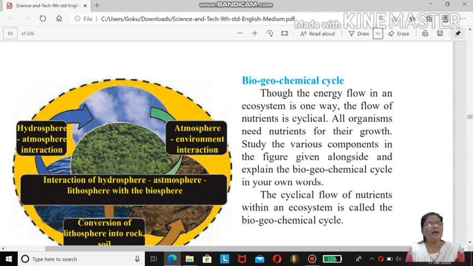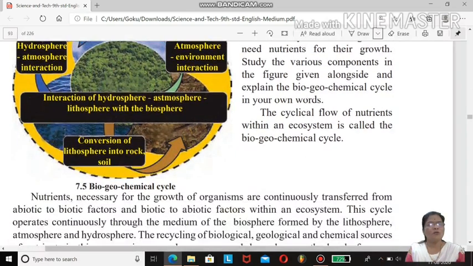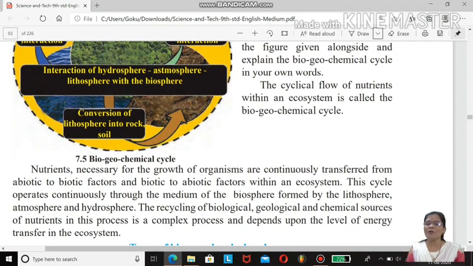Look at the diagram. In that diagram, the hydrosphere is given, atmosphere is given, then lithosphere is given. Students, nutrients are necessary for the growth of the organisms and the flow is transferred from abiotic to biotic factors and biotic to abiotic factors within an ecosystem. This cycle operates continuously through the medium of biosphere formed by the lithosphere, atmosphere and hydrosphere.